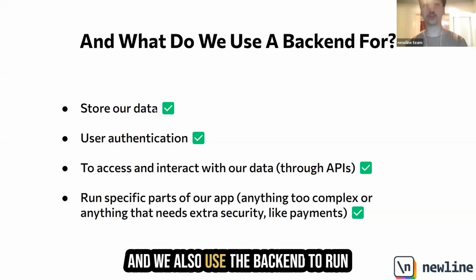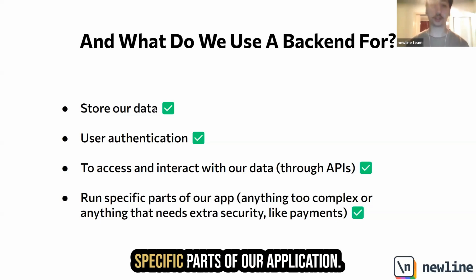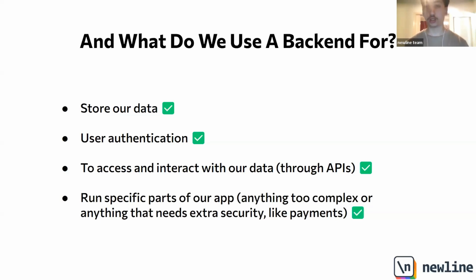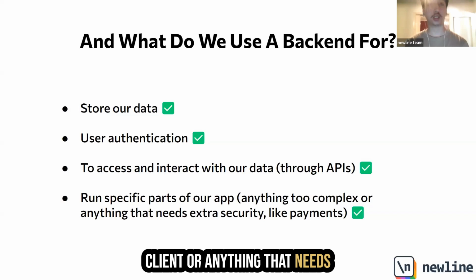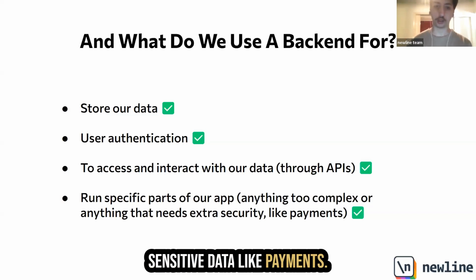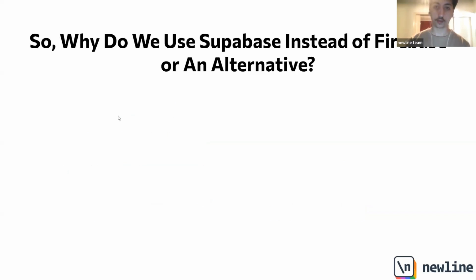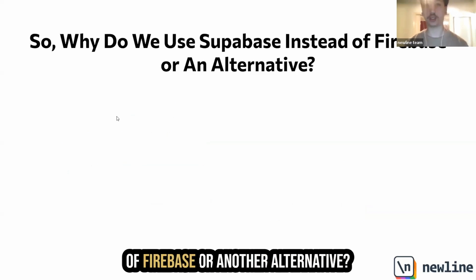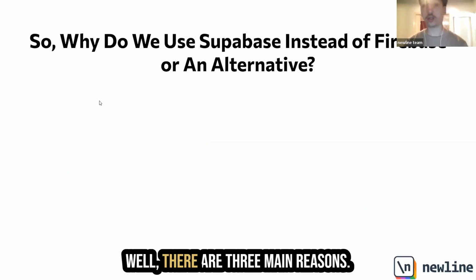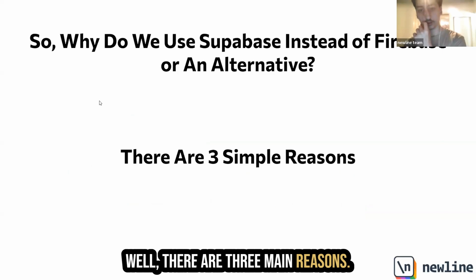And we also use the backend to run specific parts of our application. Specifically, anything that is too complex and heavy for a client, or anything that needs extra security because it's sensitive data like payments. So, why do we use Supabase instead of Firebase or another alternative? Well, there are three main reasons.